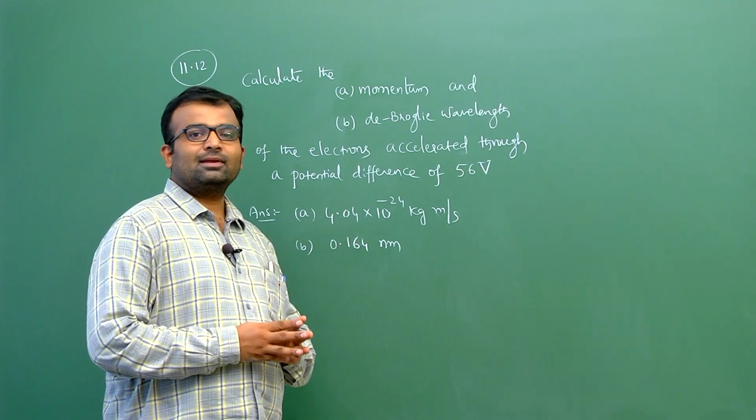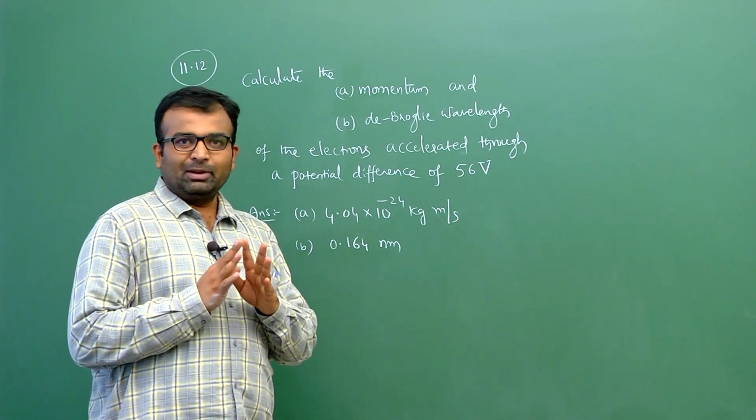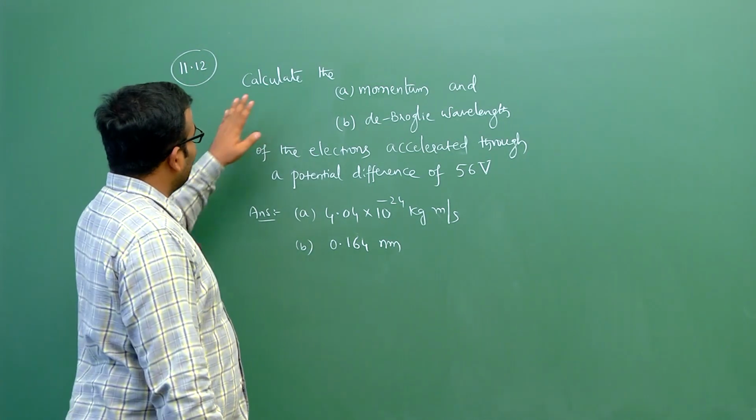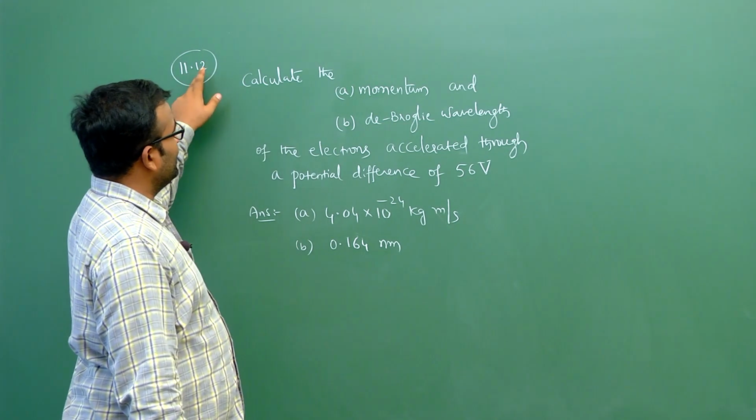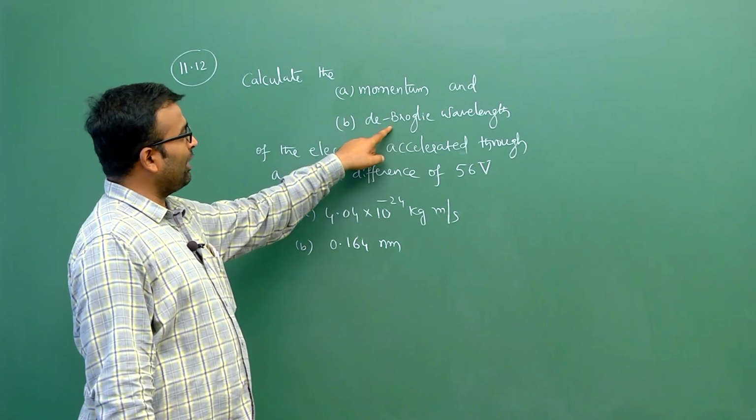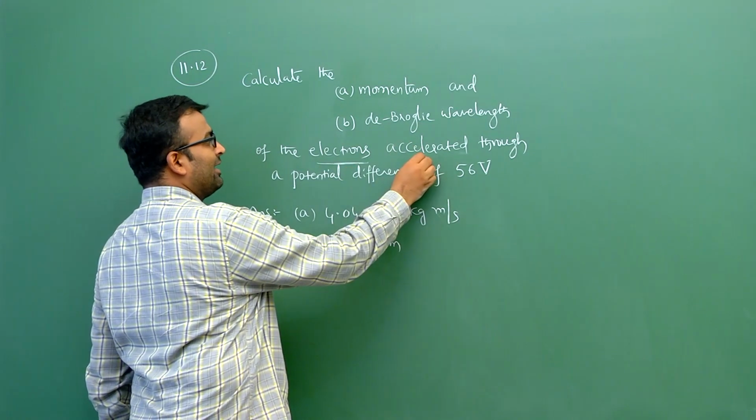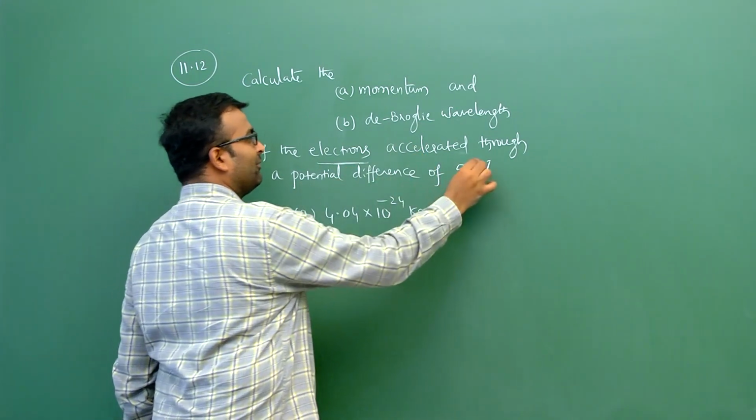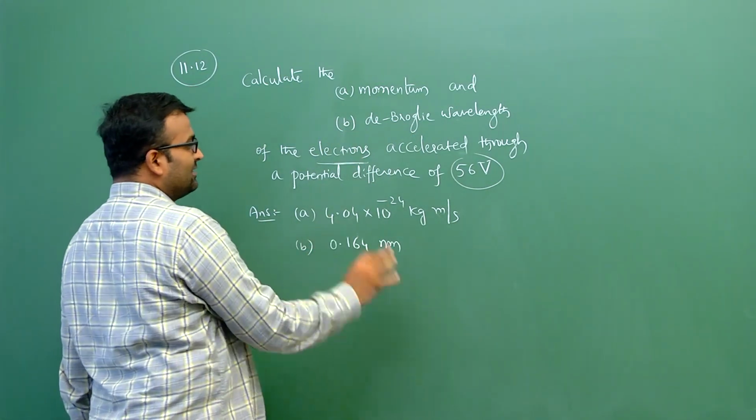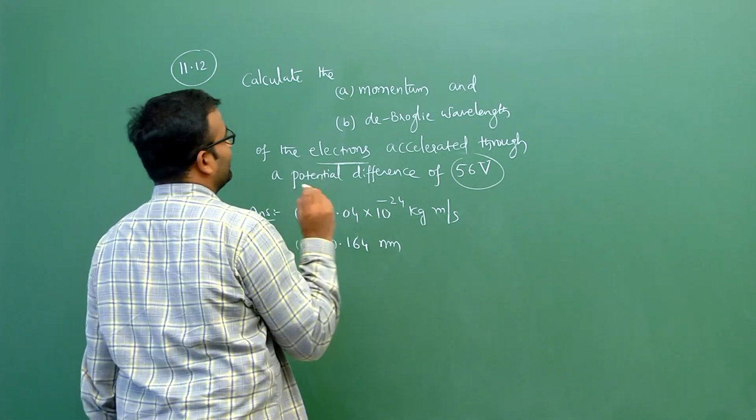Now let us see some numericals on wave nature of matter, that is purely based upon de Broglie wavelength. As per the NCERT textbook, it is the 12th problem in the 11th chapter, 11.12: calculate the momentum and de Broglie wavelength of electrons which are accelerated through a potential difference of 56 volts. Here these are the answers. So let us see how we can solve these two questions.